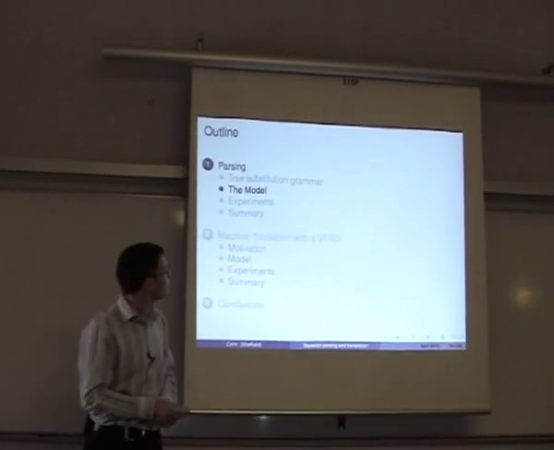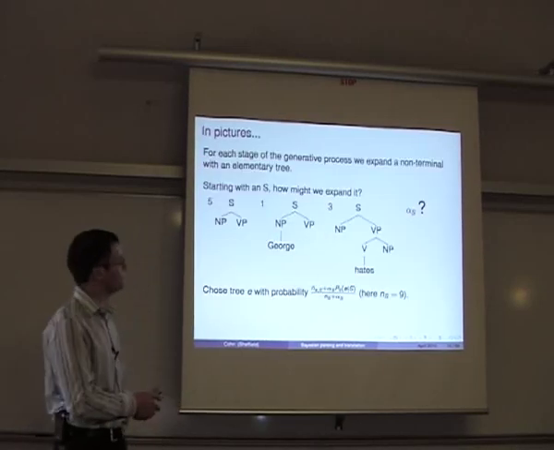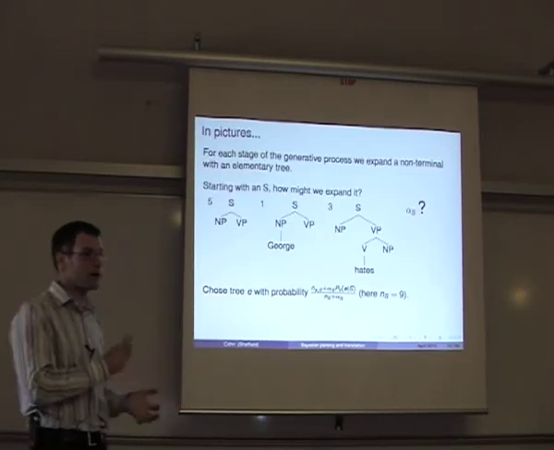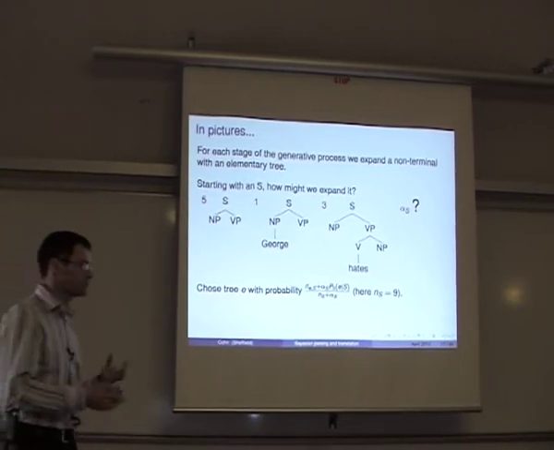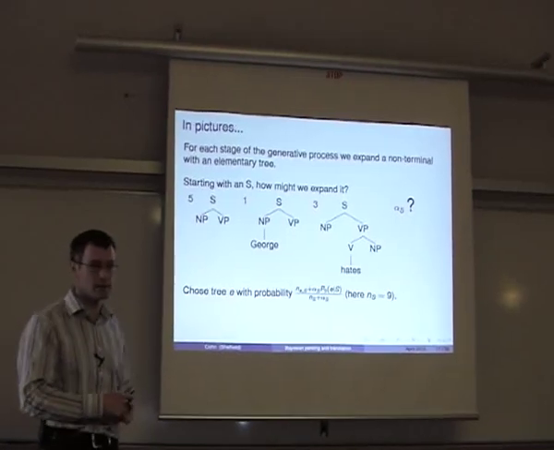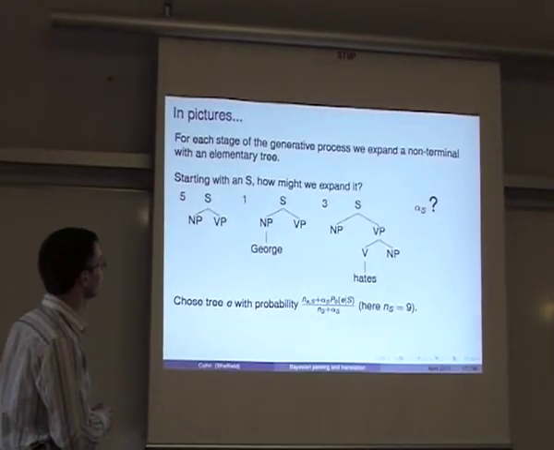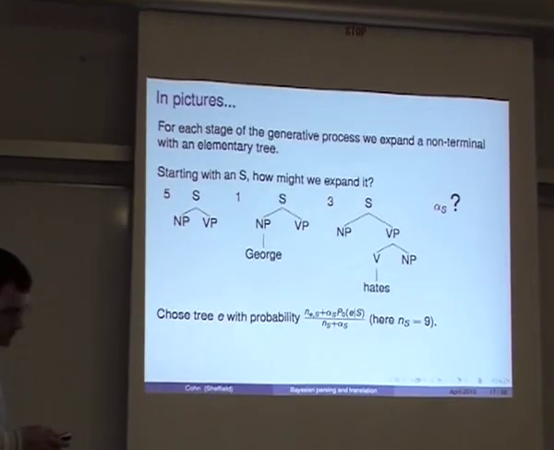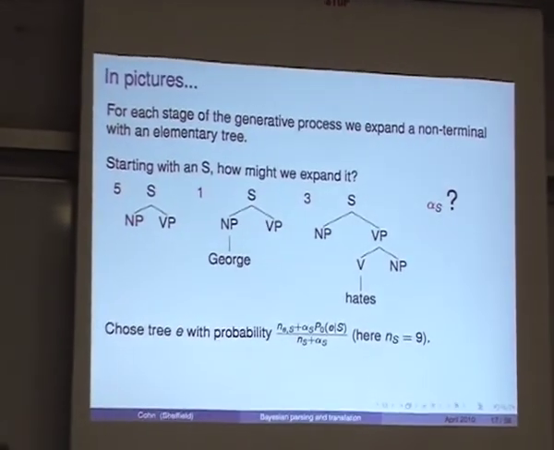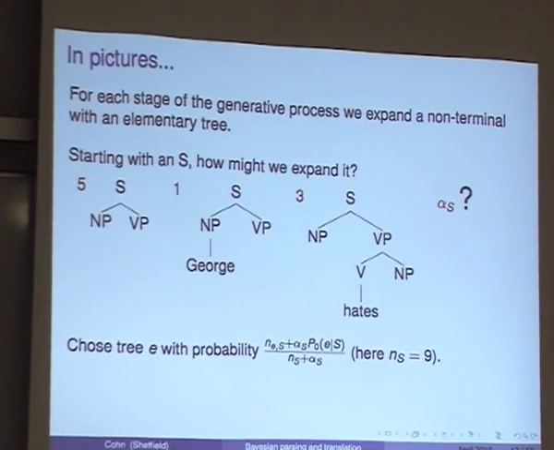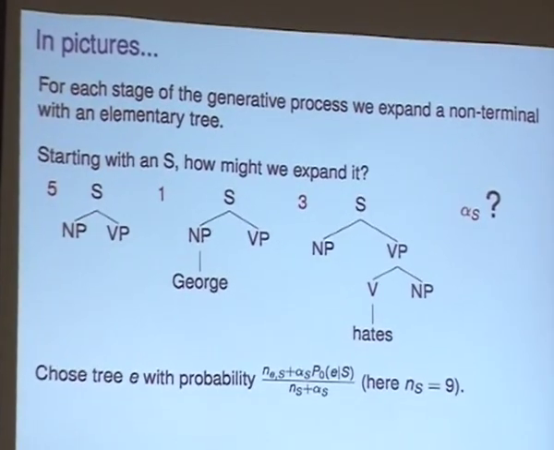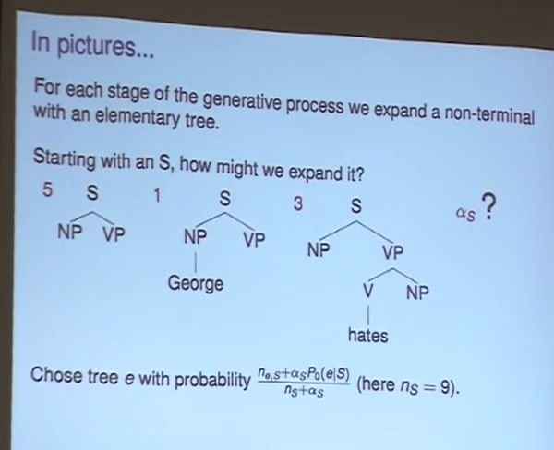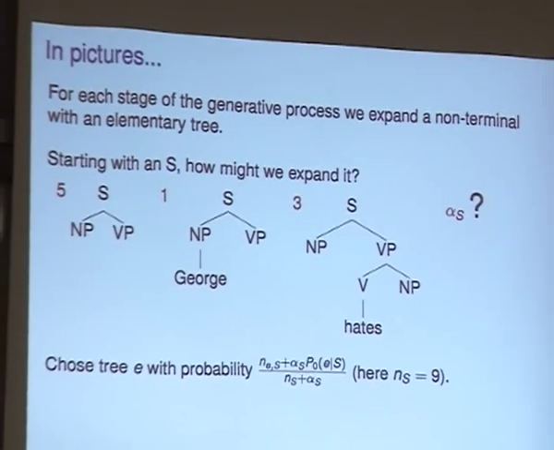Okay. So now I'll talk about the model. So I'll just give you a brief intuition about how the model works. It's actually quite simple. It uses a lot of what looks like complicated Bayesian statistics, but underlying the model is actually very, very straightforward. So it's got the same generative process that I was describing before. We start with a non-terminal, we rewrite it with an elementary tree, we rewrite all the non-terminals in the frontier with more elementary trees, and we continue until we have no more non-terminals remaining at the frontier.